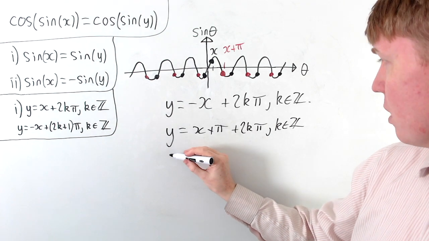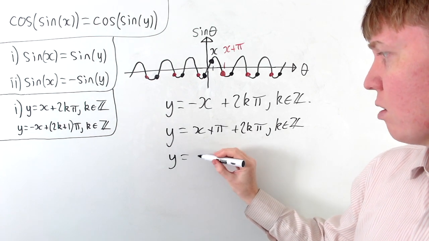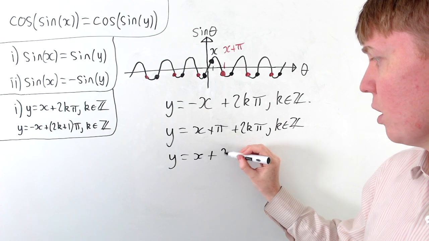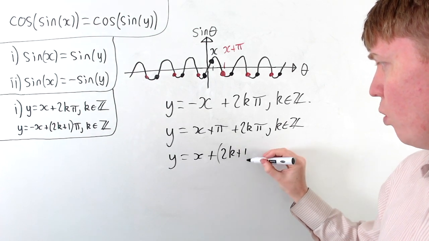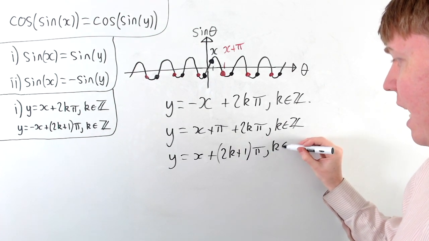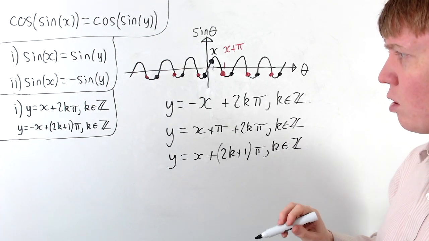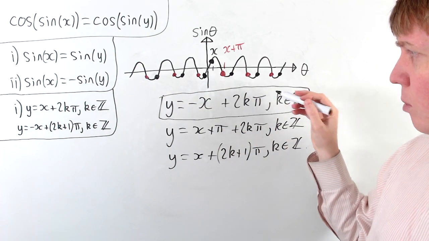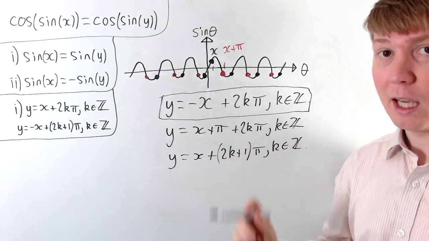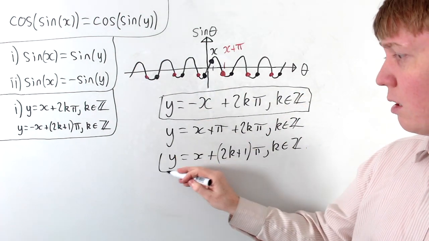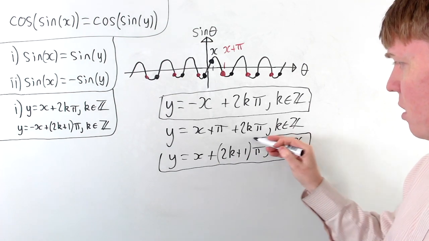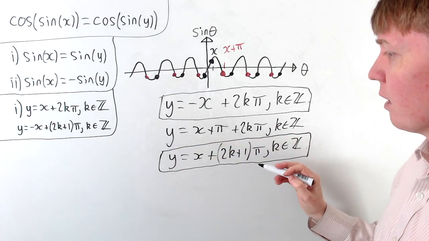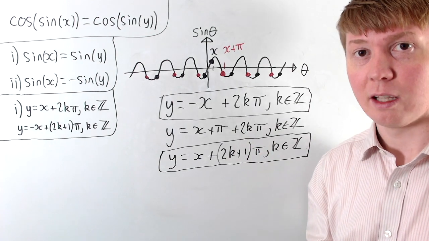And we can simplify this second expression again, just like before, into y equals x plus, will be 2k plus 1 times pi, where k is any integer. So we've got, first of all, y equals negative x plus any even multiple of pi gives us sine x equals negative sine y. And second, we've got y equals x plus any odd multiple of pi gives us sine x equals negative sine y.